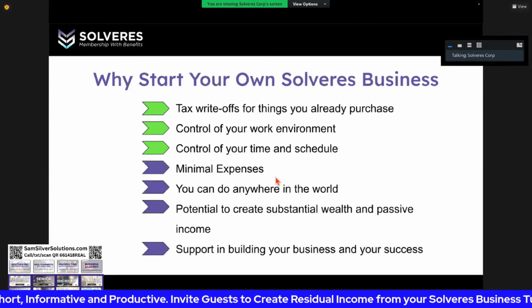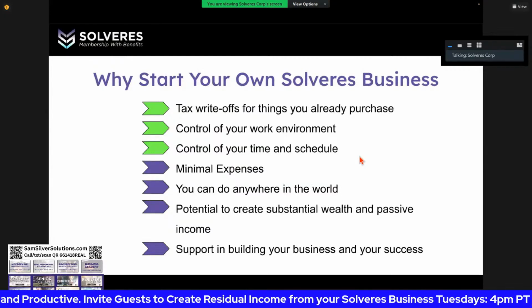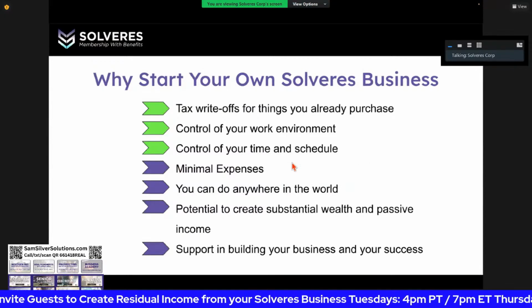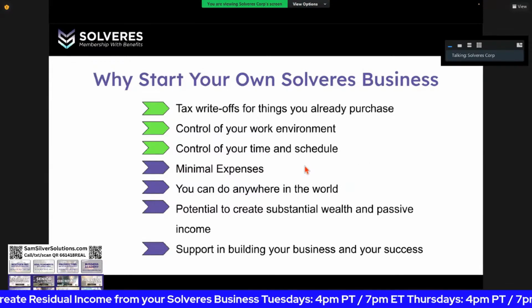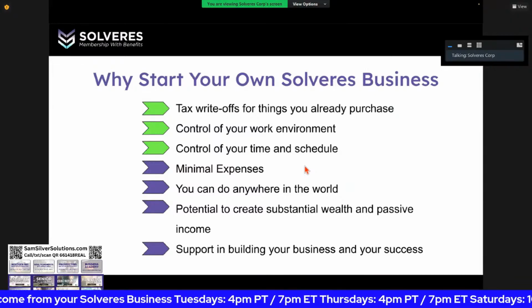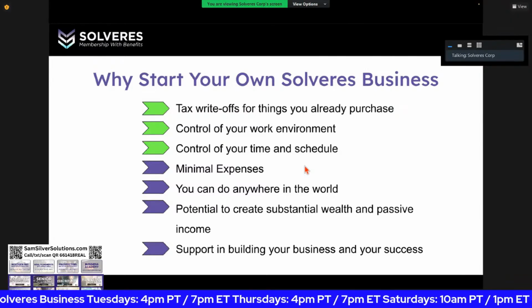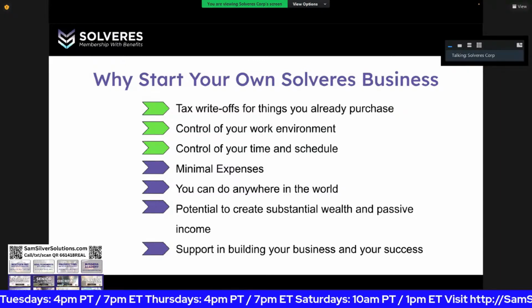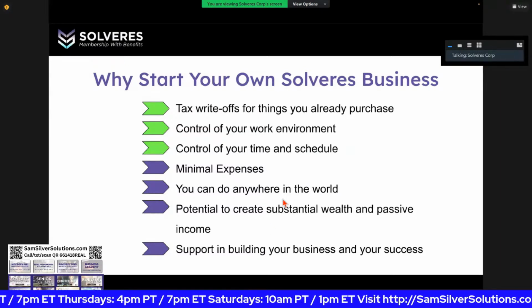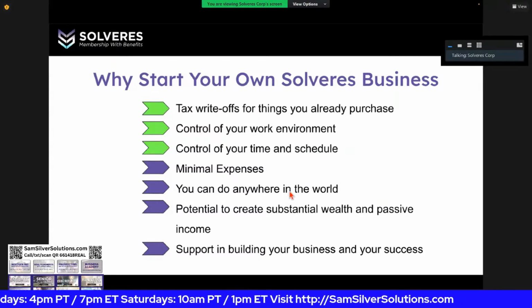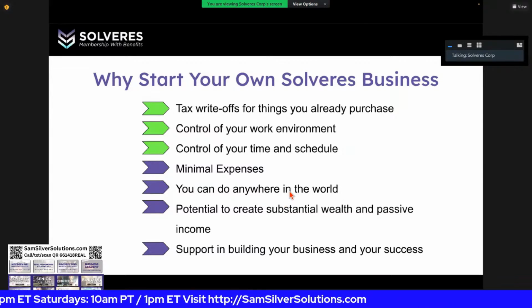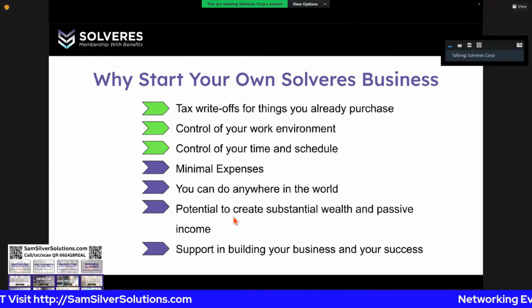Now, why start your own Solveres business? There's some other benefits. One, minimal expenses, right? The company absorbs all the expenses to put everything together. You just become the smart affiliate marketer and make the connections with people. You can do this anywhere in the world. Carol Sue can attribute to that. She's in Belize. You have a potential to create substantial wealth and passive income.